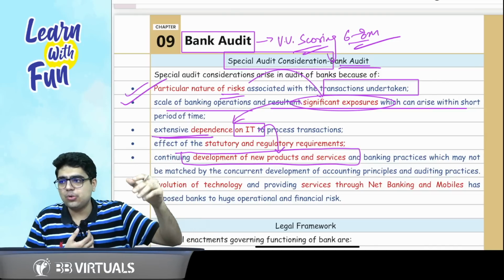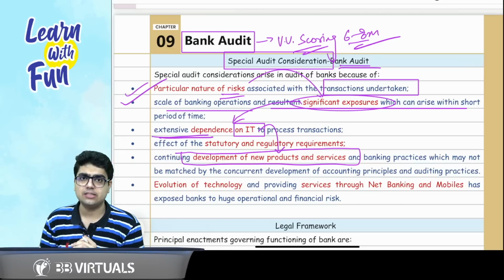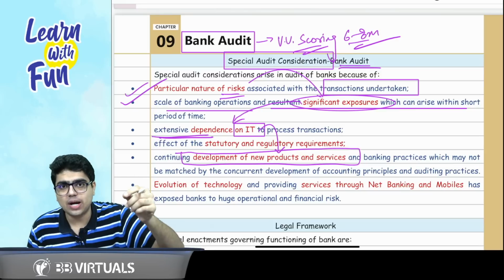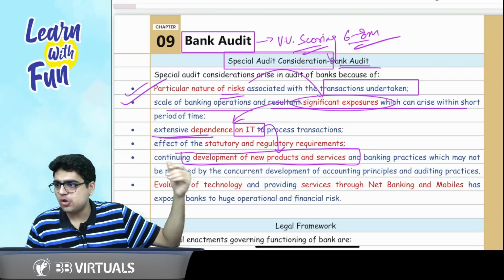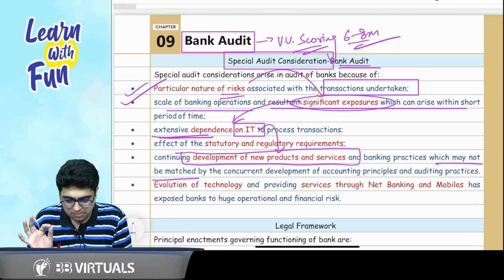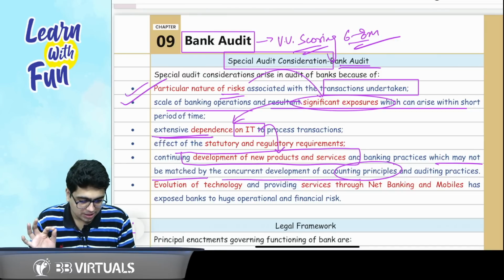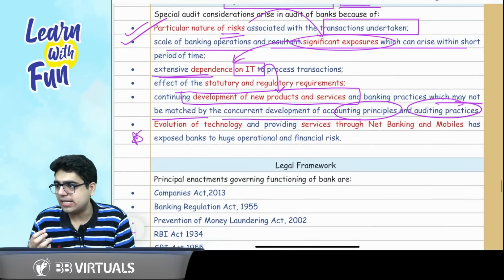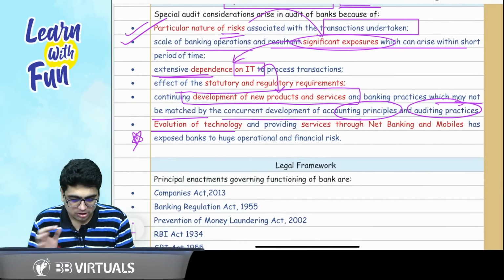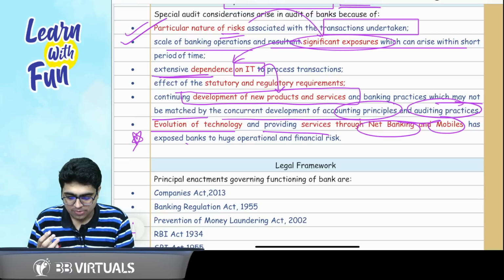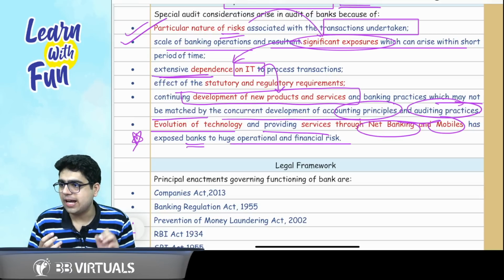How are they able to do it? Because of the extensive dependence on IT, and it is through IT they are creating a lot of new products and services which may not be matched by concurrent development of accounting principles and auditing practices. And a similar point related to IT is that the evolution of technology and providing services through net banking and mobiles has again exposed the bank to operational and financial risk.